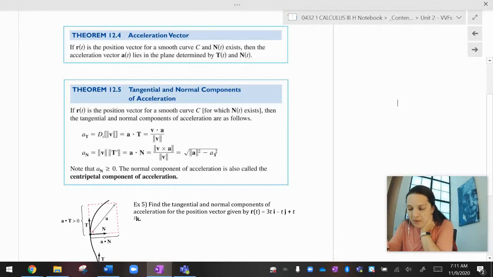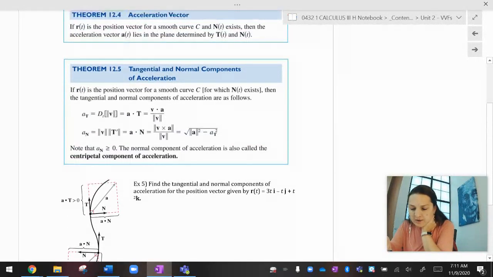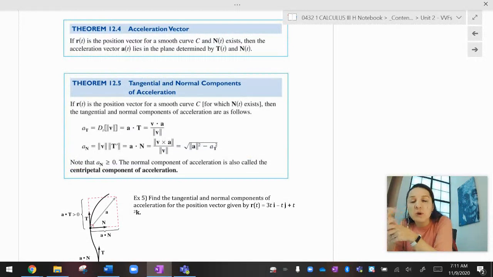If you're following along in your notes packet, this looks like it's page 25, but who knows, if I use this video again, it could be on a different page. But find the page that has your acceleration vector and your tangential and normal components of acceleration, and we're going to get started.